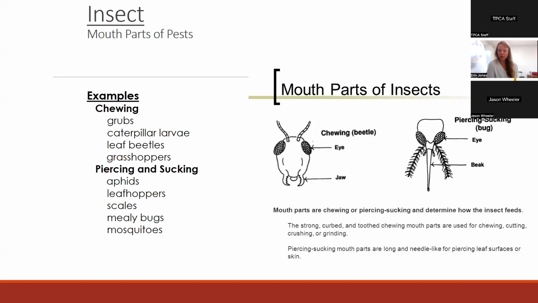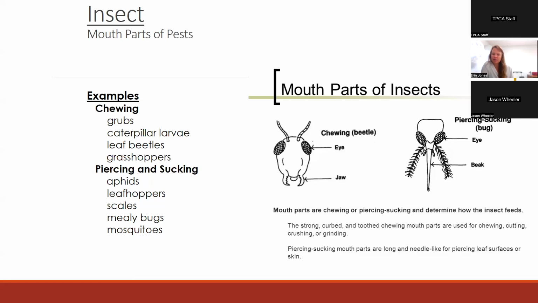So another mouth part type is piercing sucking mouth parts. So we've got aphids, leafhoppers, scales, mealybugs. They all fall into the order Hemiptera, and they all have those piercing sucking mouth parts that they are piercing into plants and drawing out the nutrients. So definitely considered a plant pest.